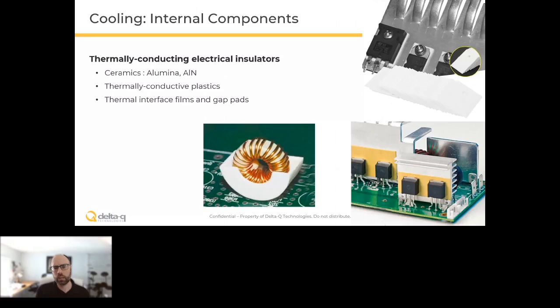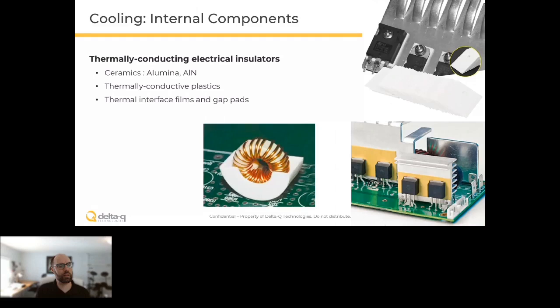And also thermal interface films and gap pads. So films like you're seeing in the lower right, these are usually some sort of plastics like Kapton, polyimides and different plastic materials, which are very good electrical insulators. They're quite poor thermal conductors, but if you can make these films thin enough, then you can still get a lot of heat through them. So that works best for components that are flat.